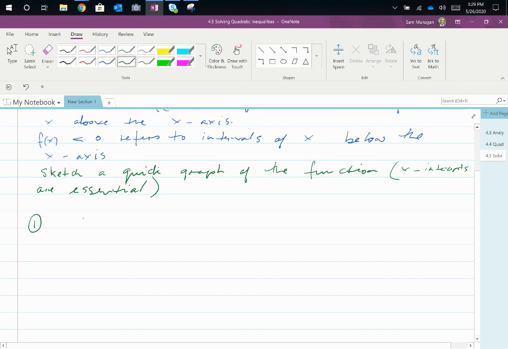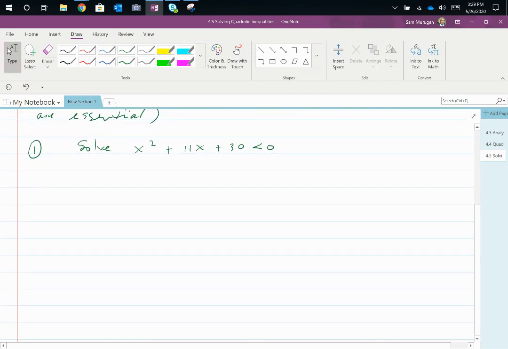Suppose I have to solve x squared plus 11x plus 30 is less than 0. To solve, first we see that the a value is positive, a is greater than 0, so the graph is turned upwards. We set this equation equal to 0 and factor it to find the x-intercepts.